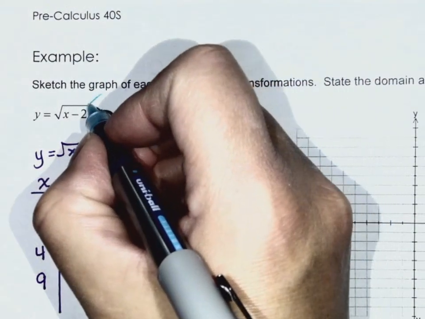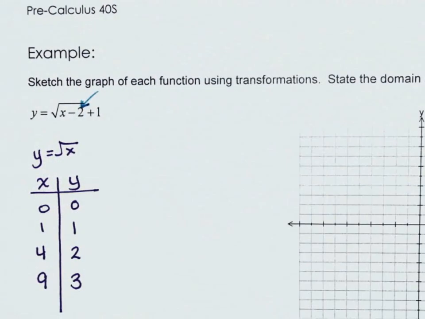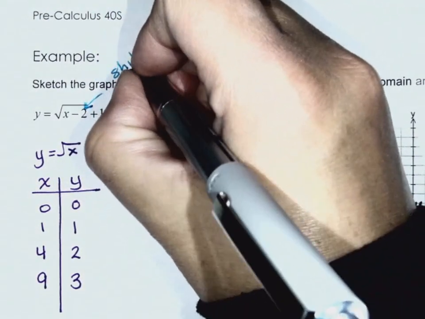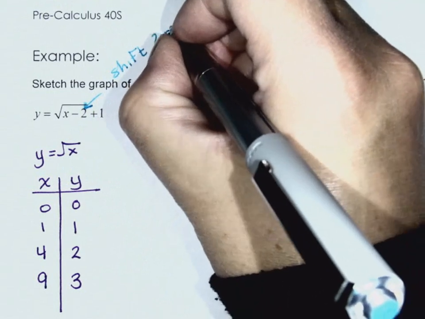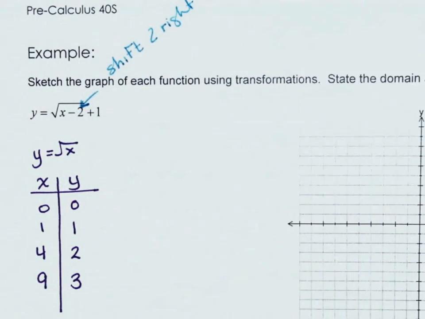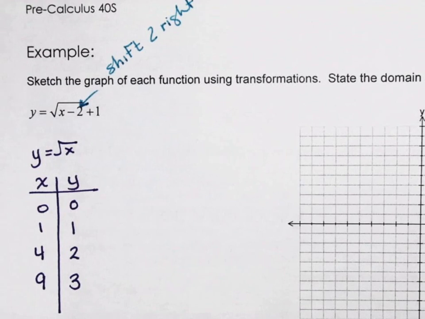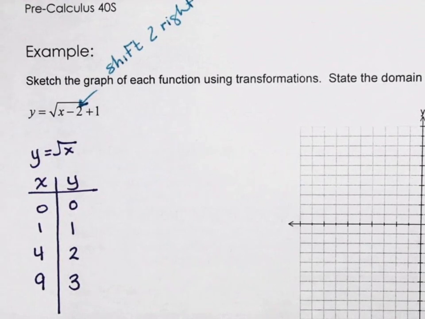So what is this telling me to do? Where are we going with that one? 2 to the right. Mathematically, what is it telling me to do? It's like we're going back to chapter 1, folks. What's the mapping rule on this? What am I doing to my x's?